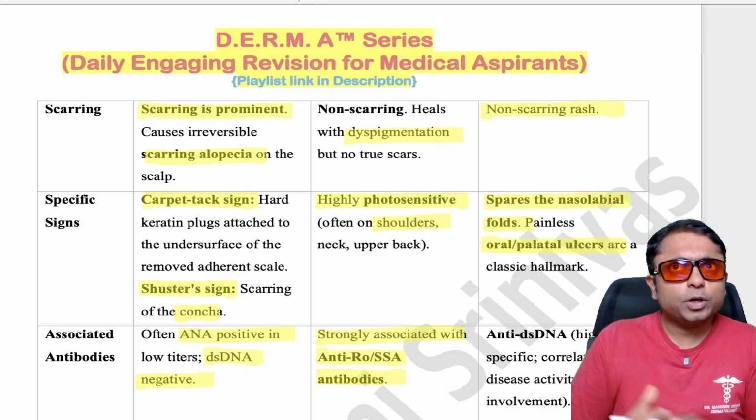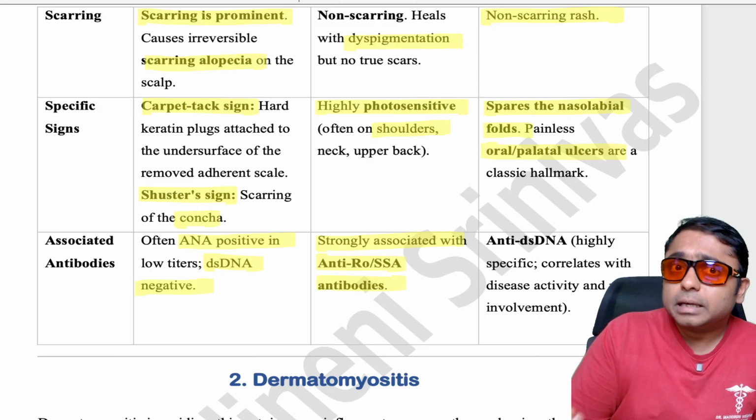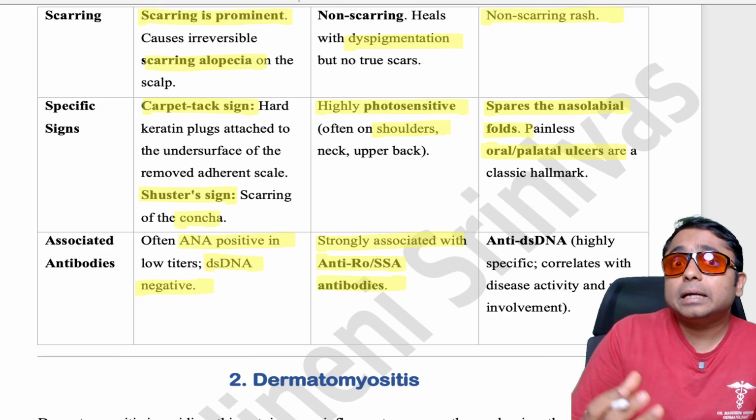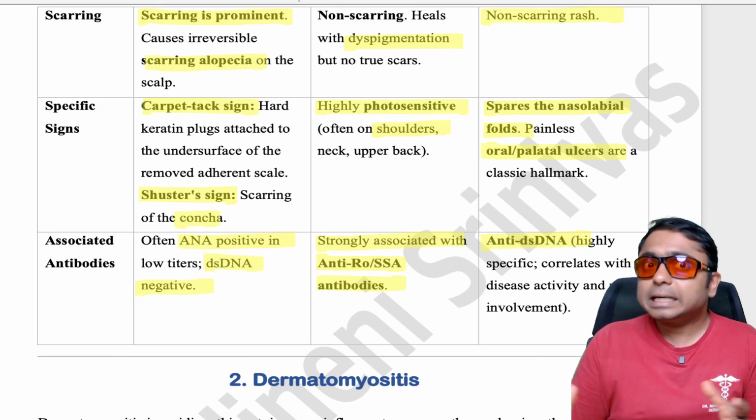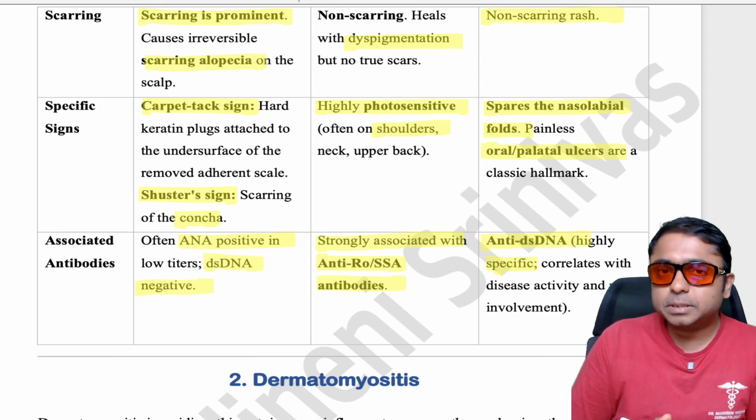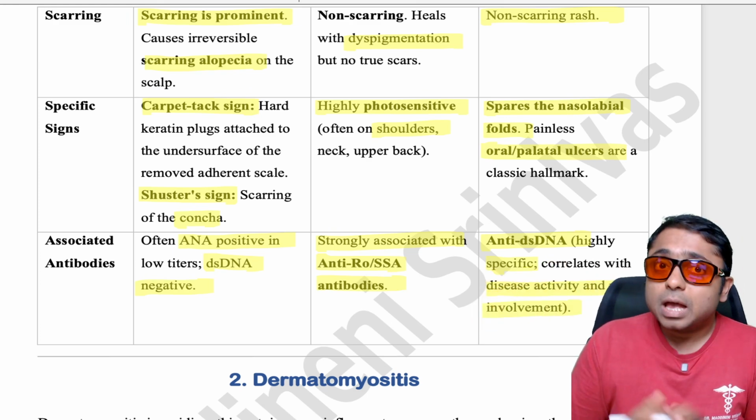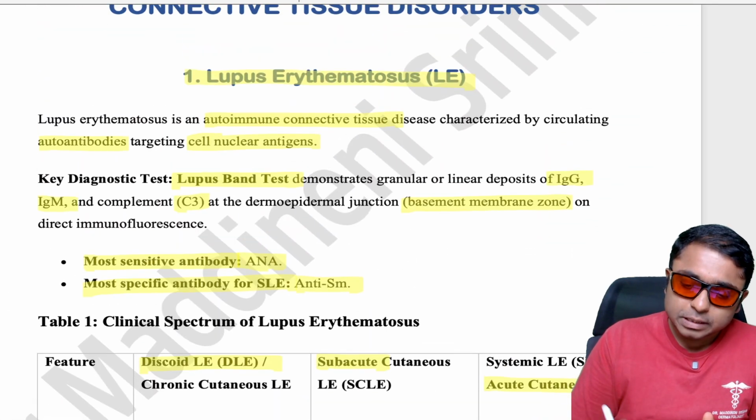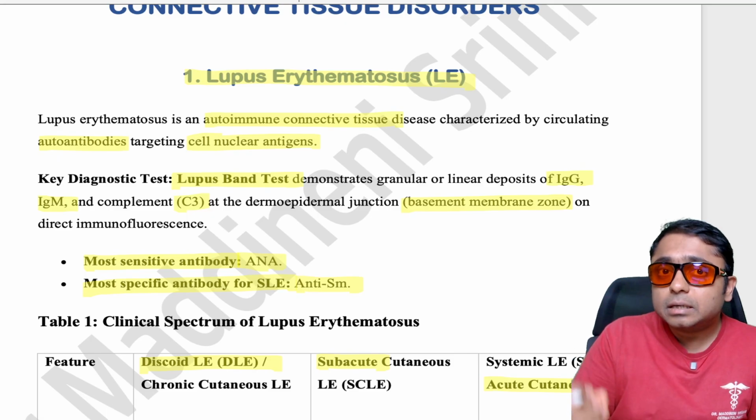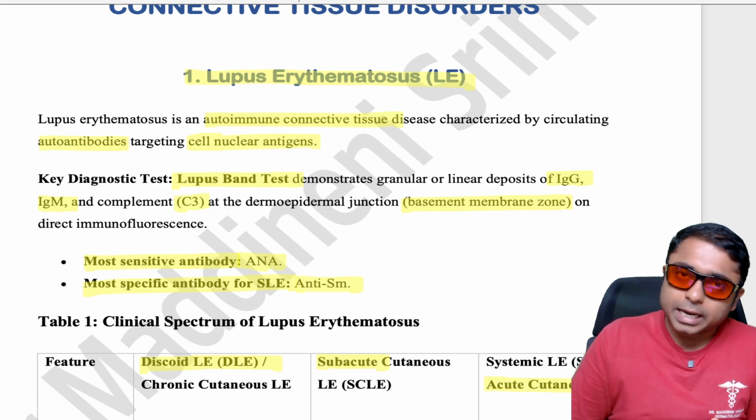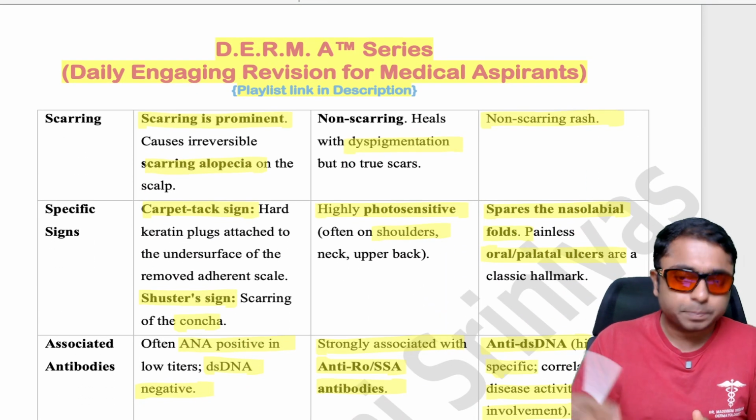In systemic lupus erythematosus, there are other systemic features which are very important. Another site to examine is the palate, for palatal ulcers, which are painless ulcers. Of course, anti-dsDNA is a hallmark, highly specific, and correlates with disease activity and also renal involvement in SLE. But remember, what is the most specific antibody which we have discussed? It is the anti-Smith antibody. And what is most sensitive? It is the ANA. That is why in any patient where we suspect CTD lupus erythematosus, we send the ANA profile first.